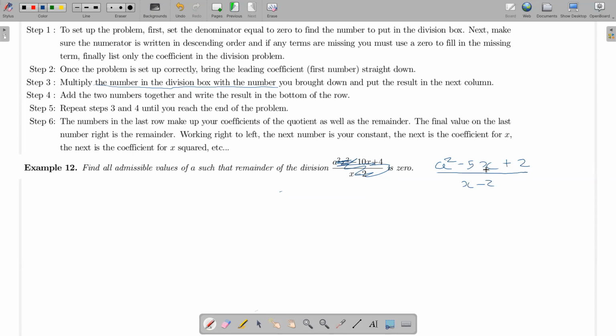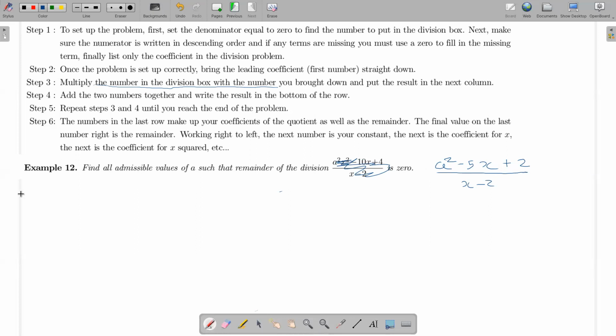In example 6, what we had to do was find a constant to satisfy a question. So same thing here: you have to use the given thing and find the value of a such that the remainder of this is 0. So we can use that condition, but first I have to find the remainder of this, no?